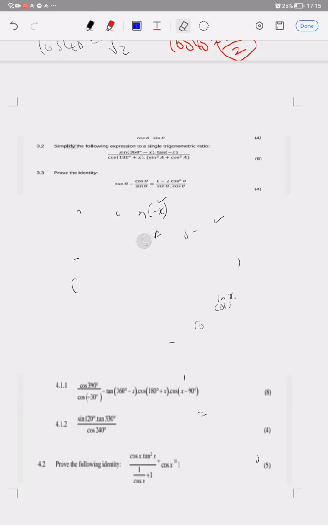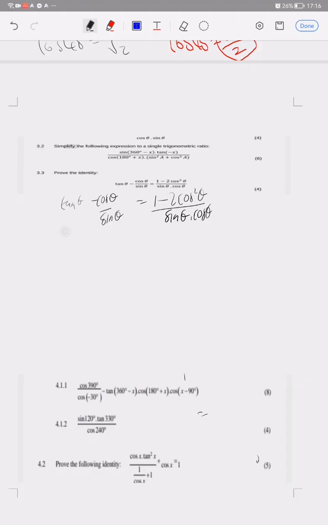Alright, let's try 3.3 now. So 3.3, I'm having tan theta minus cos theta over sine theta is equal to 1 minus 2 cos squared theta over sine theta cos theta. When you're proving an identity you just select the side that is complicated.